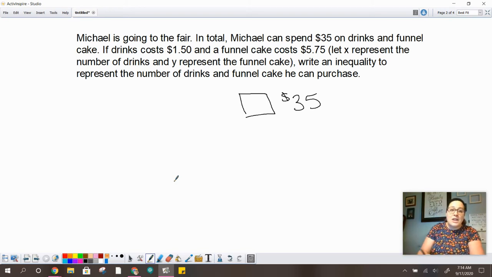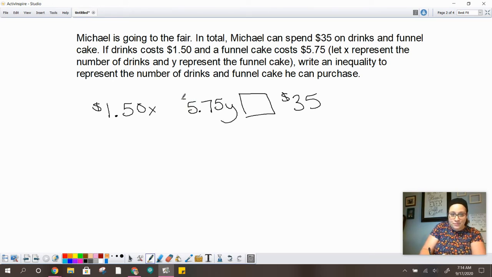In this case, each drink is $1.50, so I have $1.50 per drink, which is X. And then each funnel cake is $5.75, and that's Y. And what he's doing is he's buying both of them, so we're going to add them together, and he has $35. So we're trying to figure out how many total he can buy. So in this case, we need to figure out what symbol would represent that at most he can spend $35.